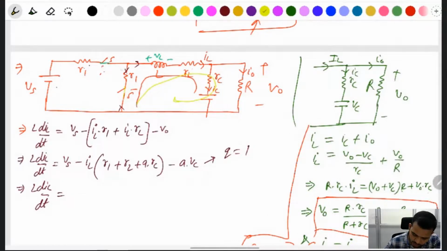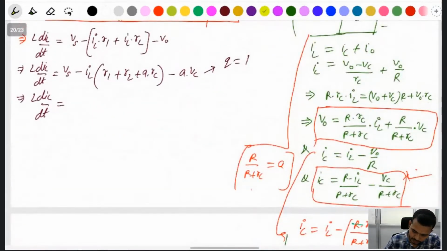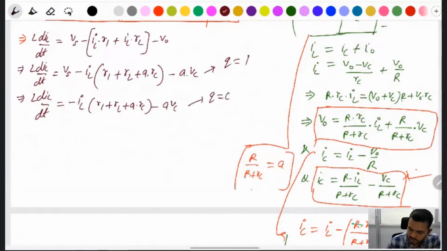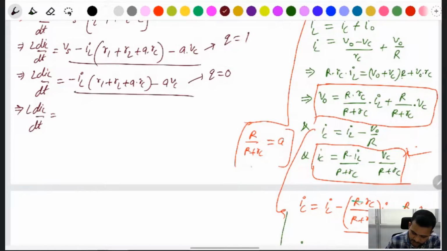This current flows like that. This one is closed, this one is open. Vs is not present, and the remaining portion is same. Minus IL R1 plus RL plus A into RC minus A VC. This one is Q is equal to 0. Combine both. You combine, then find L dIL by dt, final equation.